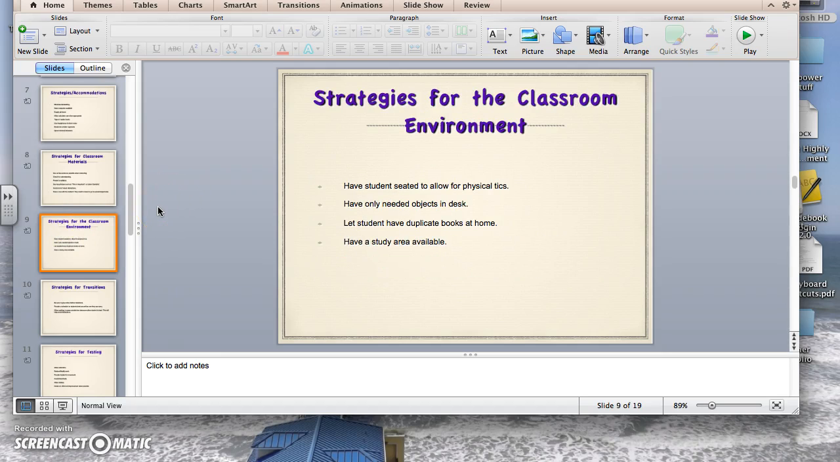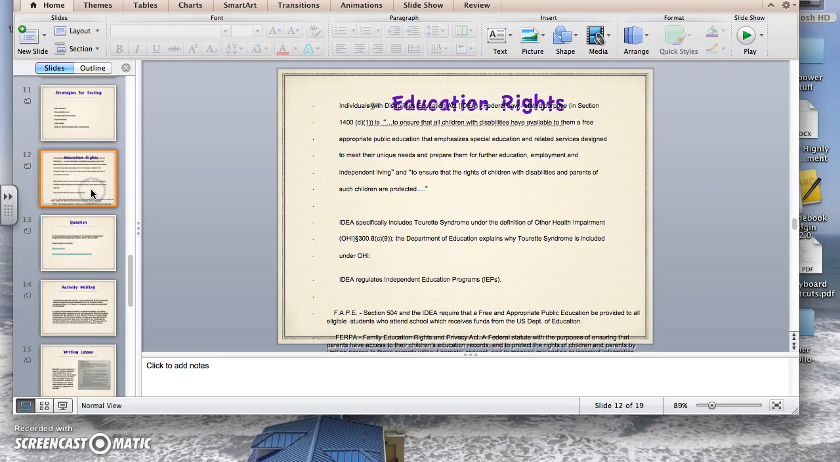Strategies for the classroom environment are to have the student seated to allow for physical tics. Have only needed objects in the desk. Let the student have duplicate books at home to help with organization. Have a study area available for them. Educational rights are listed below, starting with IDEA, FAPE, and FERPA.